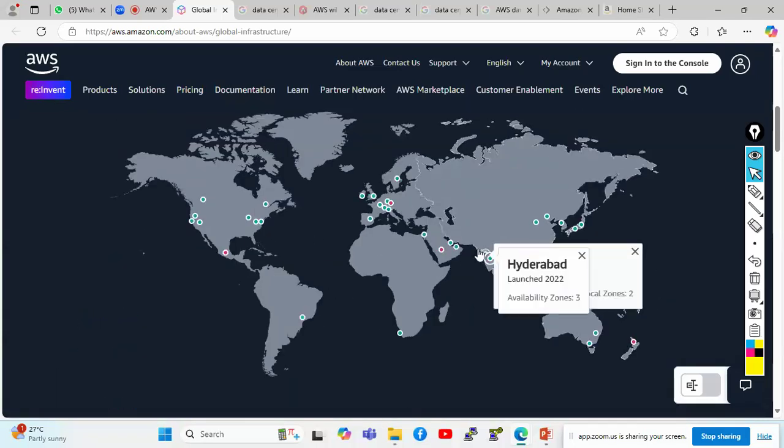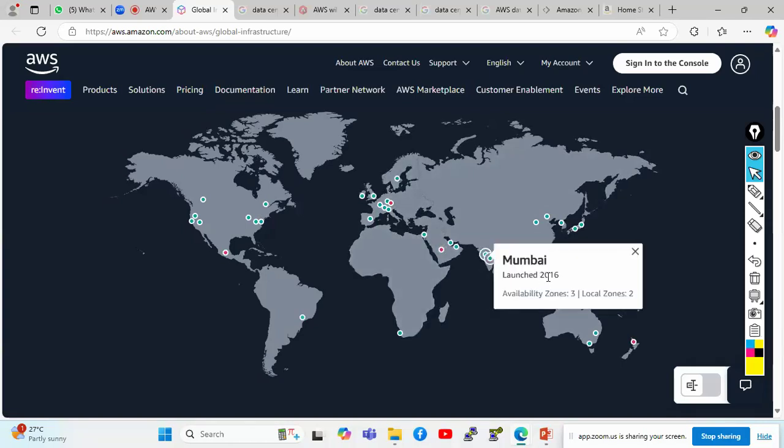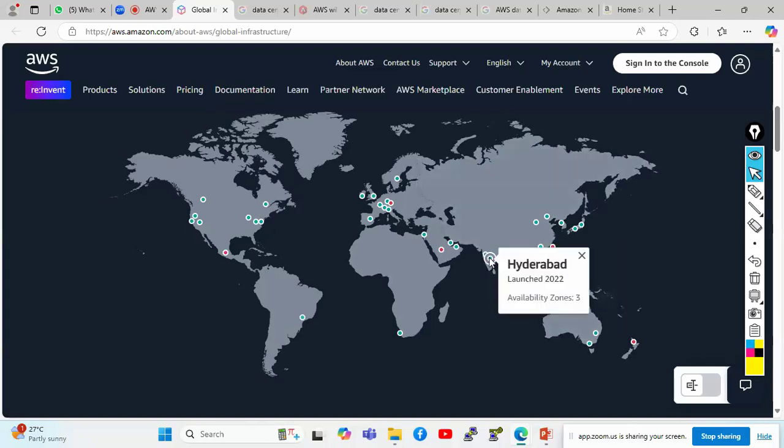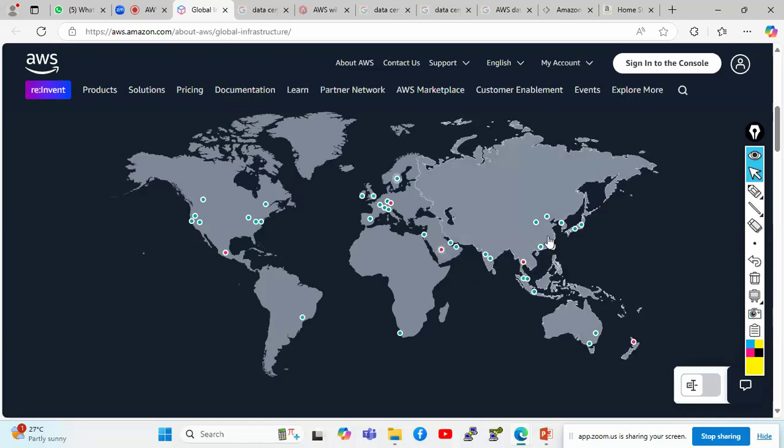In India, we have two. One is in Mumbai, where we have had an Amazon data center since 2016, and in Hyderabad, we got one 2 years back. These are the existing data centers all over the globe, and the red ones are in progress. And one more thing: AWS will shut down some of the data centers without informing the public. But as of now, these are the data centers currently available for Amazon.